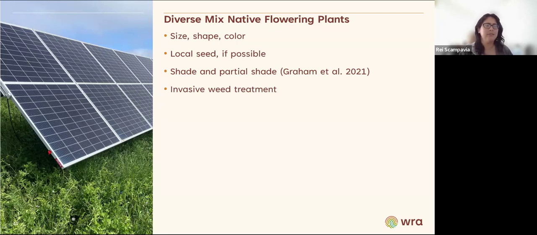And a lot of these solar arrays are going up in areas converted from agriculture. So the seed bank that is already present, seeds that are already present in the soil, is typically almost entirely invasive species that will really aggressively take over if they're not managed.